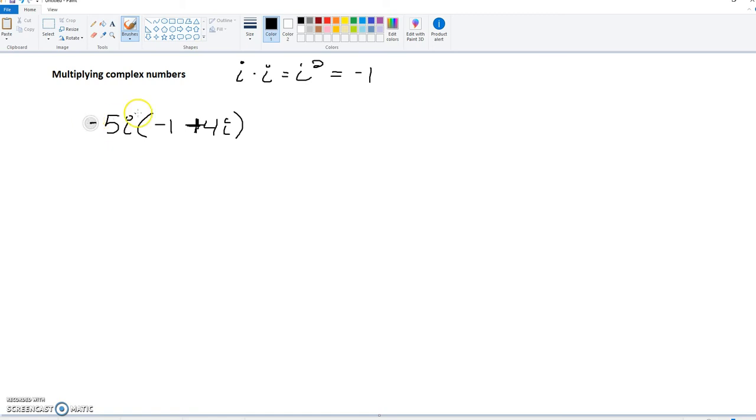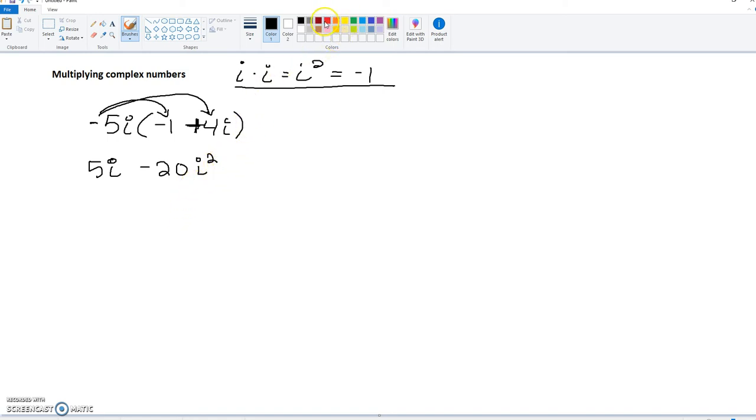Now that we've got that rule down, we can go ahead and start. We've got a -5i being multiplied to -1 plus 4i. So we're going to use our distributive property and we're going to multiply. So -5i times -1 is 5i. Remember, we're treating the I as if it's an X or a Y, with the exception, of course, of our rule that we have up here. And then next we've got -5i times 4i. Well, -5 times 4 is -20, and I times I is I squared.